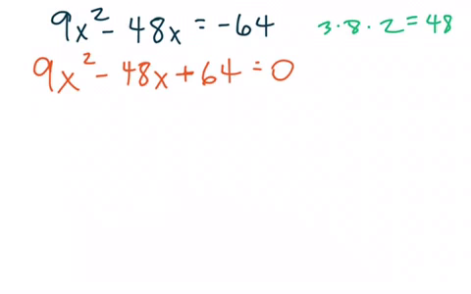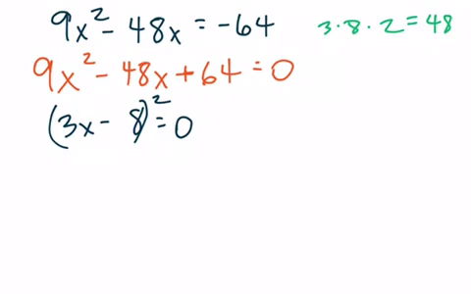Next, I need to find the square root of 9x squared, which is 3x, and the square root of 64, which is 8. This time we have a negative, or minus, so that tells me this is going to be minus. Remember, a perfect square trinomial is that binomial squared. I'm going to hurry up here because I'm running out of time on my video.